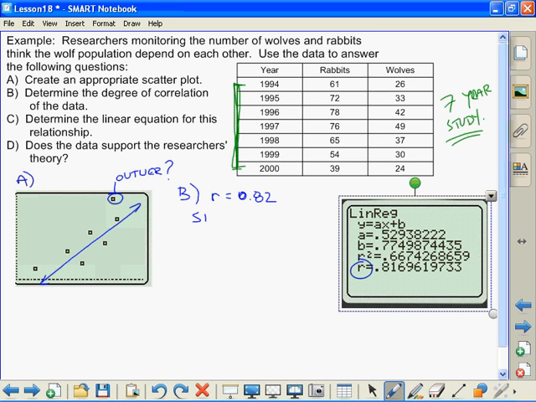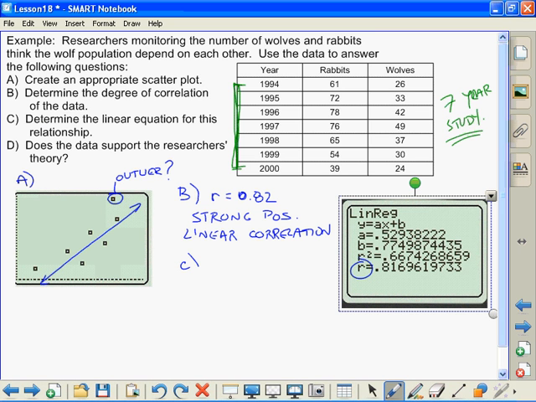So a strong, positive, linear correlation. Okay, not perfect. It's still almost 20 points off perfect, but it is fairly strong.